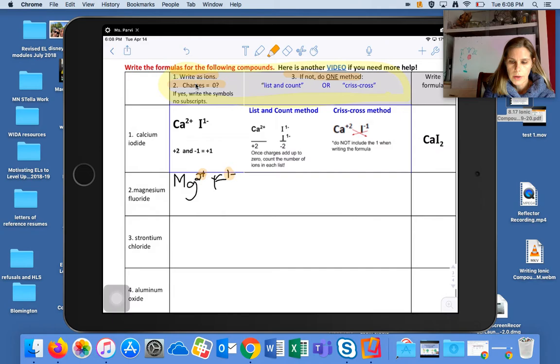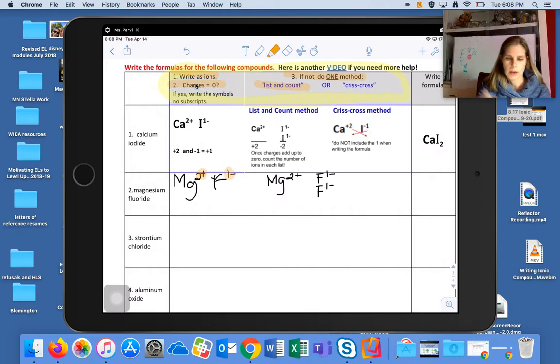So number 3, I'm going to do one of these, and I'm going to do the list and count method. Okay, so I'm going to list my ions, Mg 2+, F is a 1-. Okay, so which one of these ions do I need more of? Do I need more magnesium or do I need more fluoride? I need more fluoride. So I'm going to put another F1-.